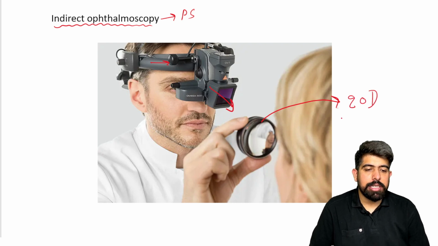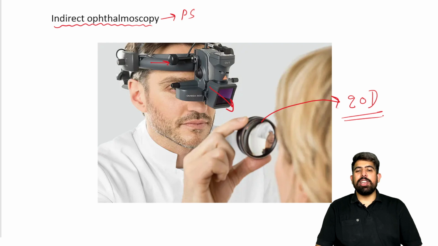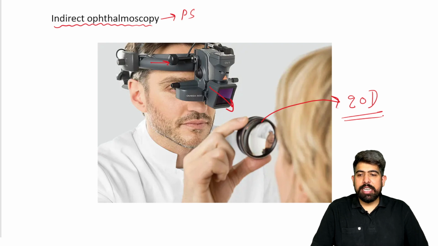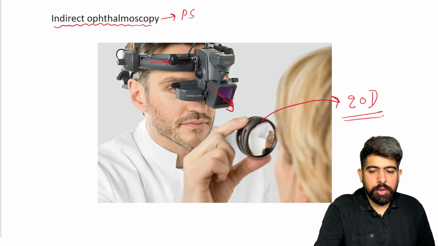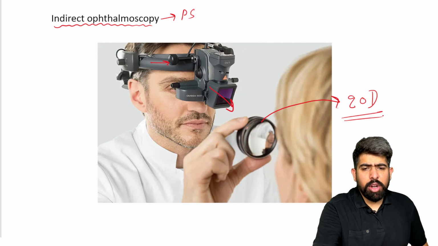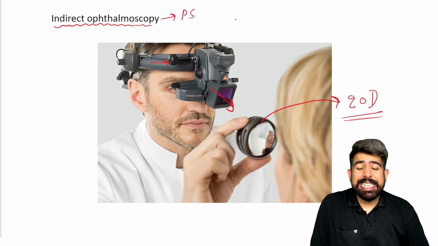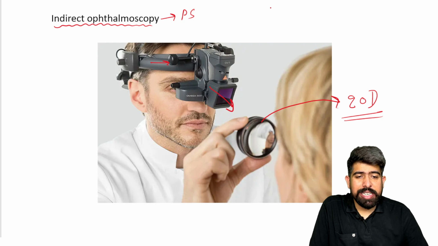What is the power of this lens? The lens used in the indirect ophthalmoscope is a 20 diopter lens, right? And this 20 diopter lens gives us the clarification of your fundus. And please remember, what is the importance of this indirect ophthalmoscope? It gives only 3 to 5 times magnification.